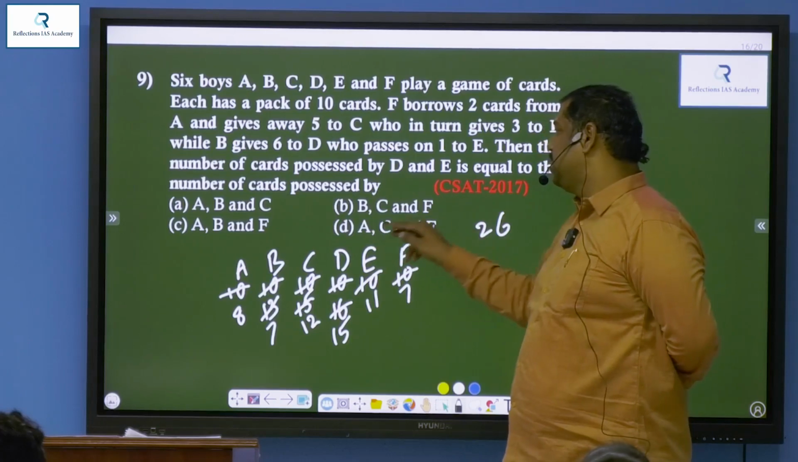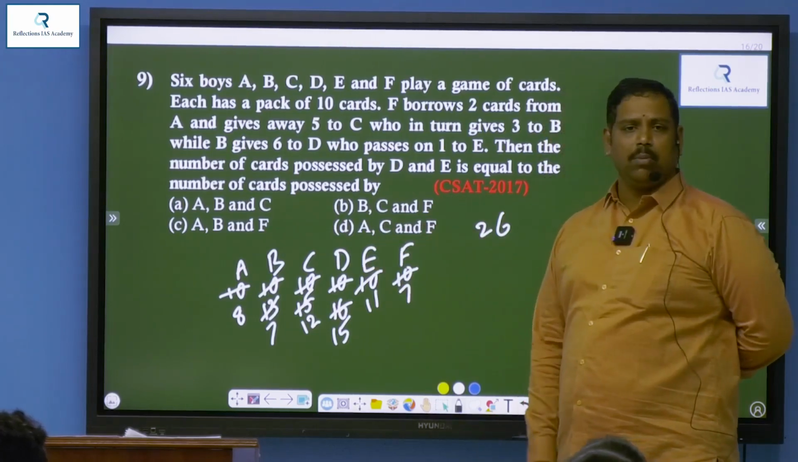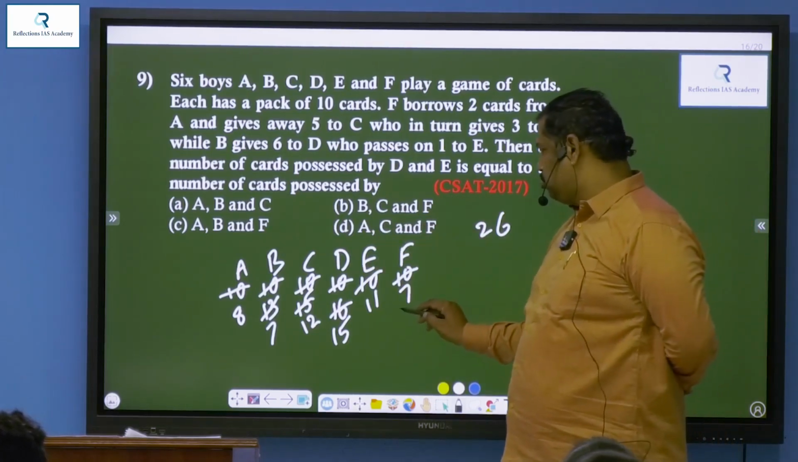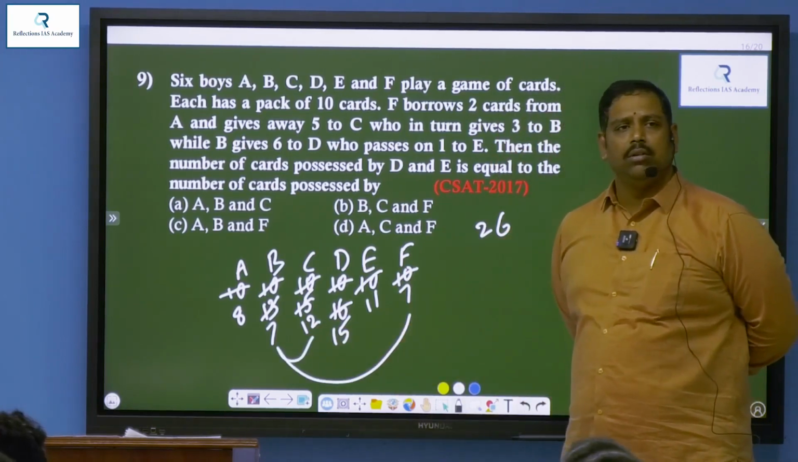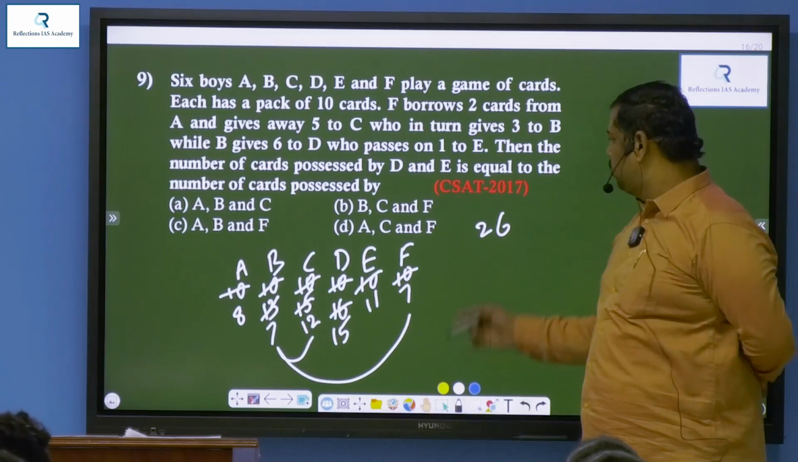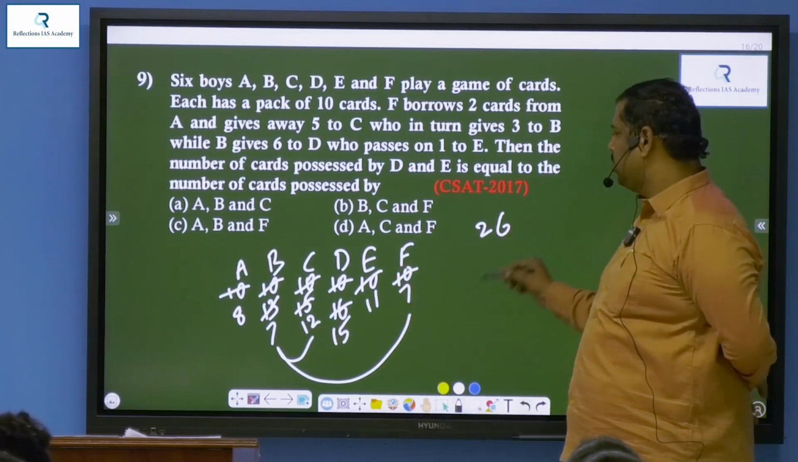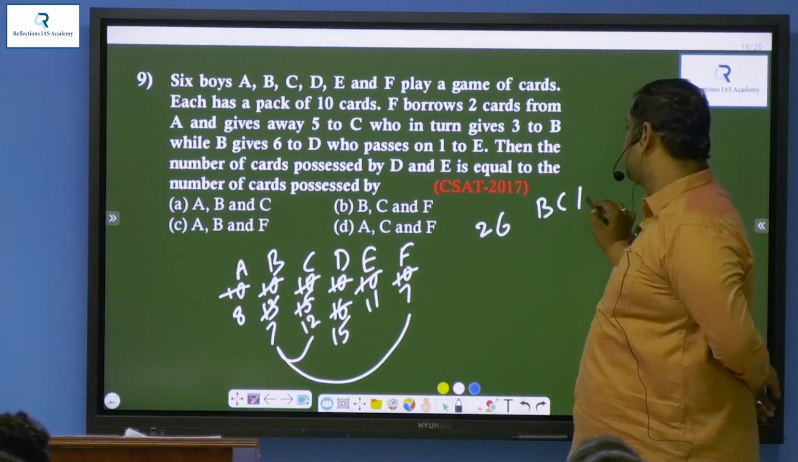He is asking which of the following: A, B, C, B, C, F, A, C, F and so on. Got my point? So 7 plus 12 is how much here? 14 plus 12, 26. Equal to them. Who are they? B, C, F. Which option is the answer?